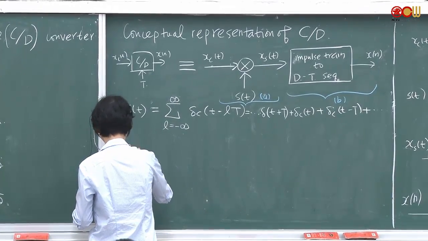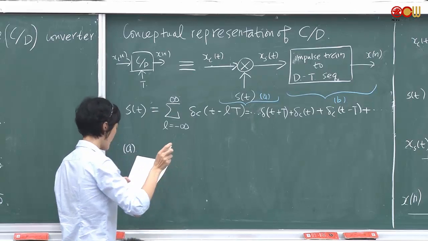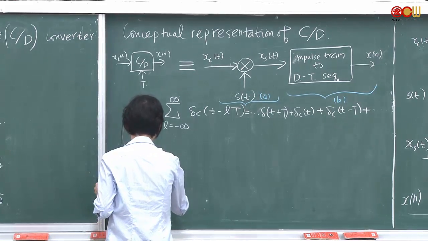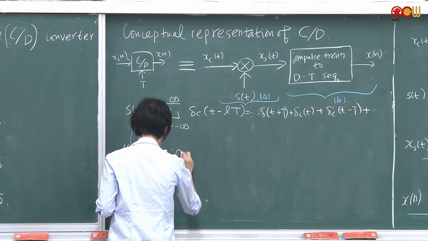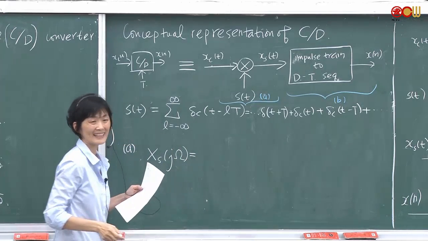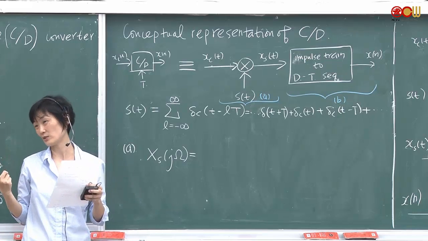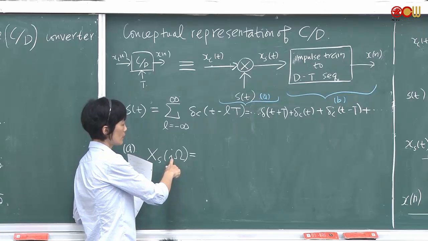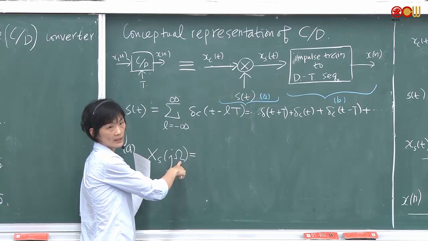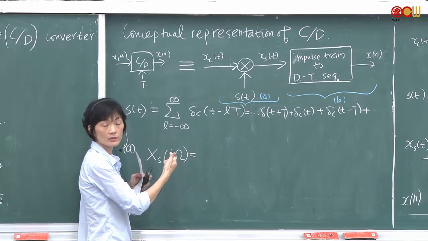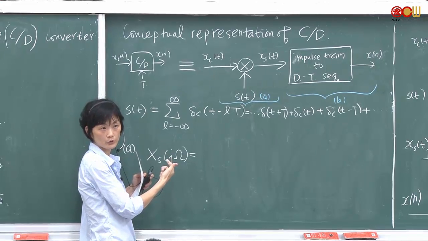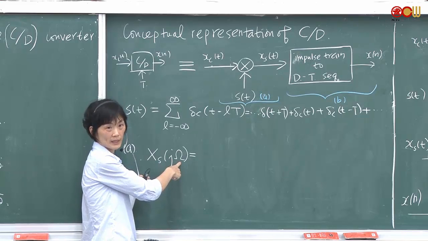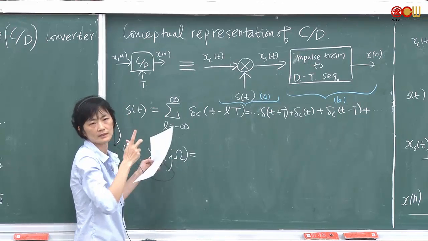Let me write down A. For A, this is what happened. xs is still a continuous time signal, right? So when we look at this Fourier transform, we say j big omega. That's usually the notation you use for the Fourier transform of a continuous time signal, right? j and big omega. Well, it doesn't matter if it's not.